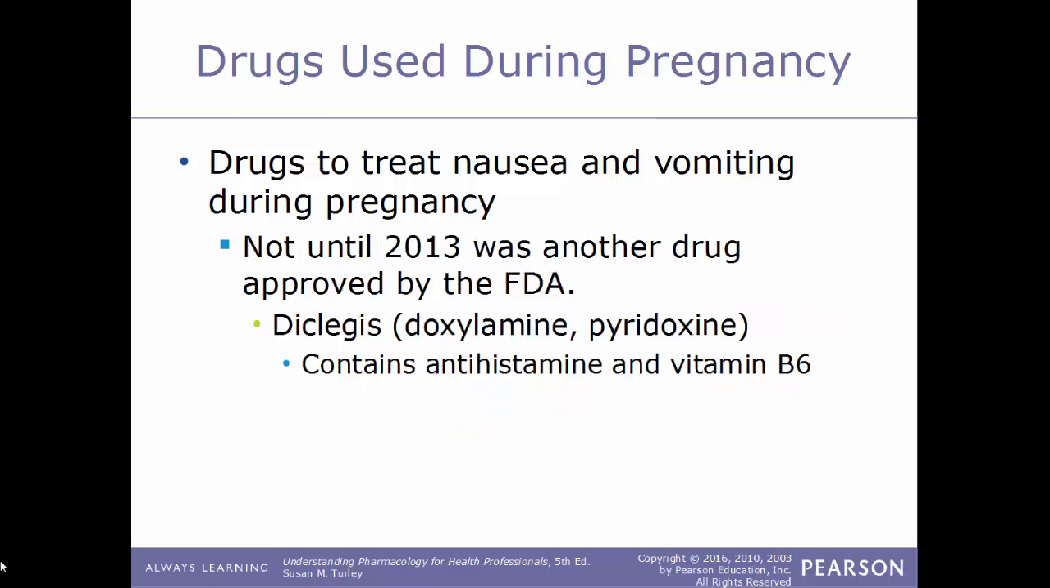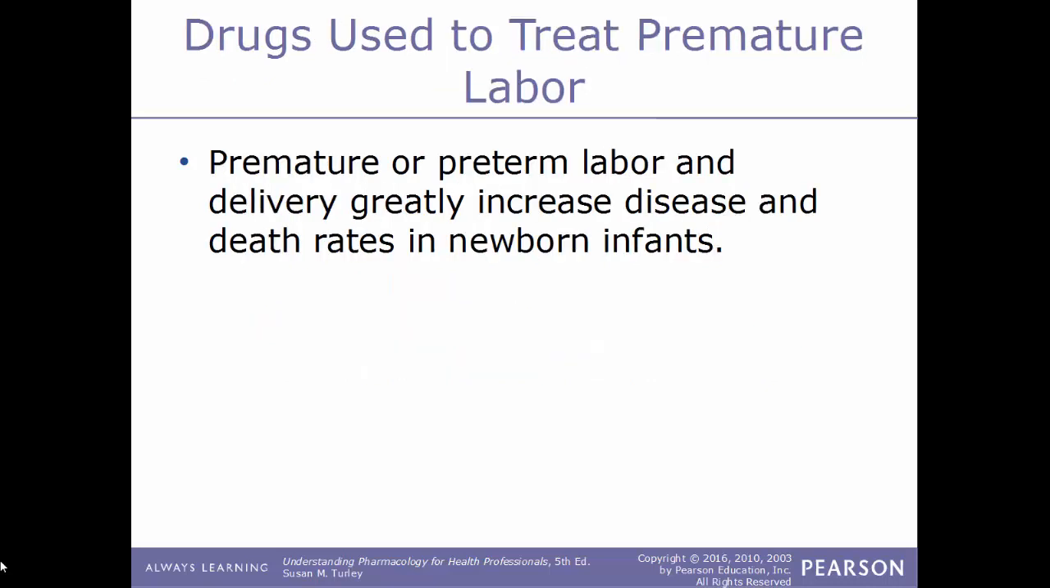So not until 2013 was another drug approved by the FDA, and that drug is Diclegis, and this is a combination of doxylamine and pyridoxine. And this drug contains both an antihistamine and vitamin B6. All right, now we'll talk about drugs that are used to treat premature labor.